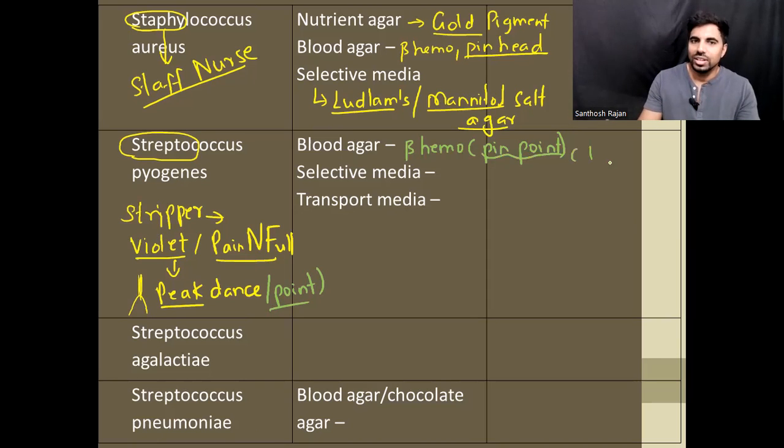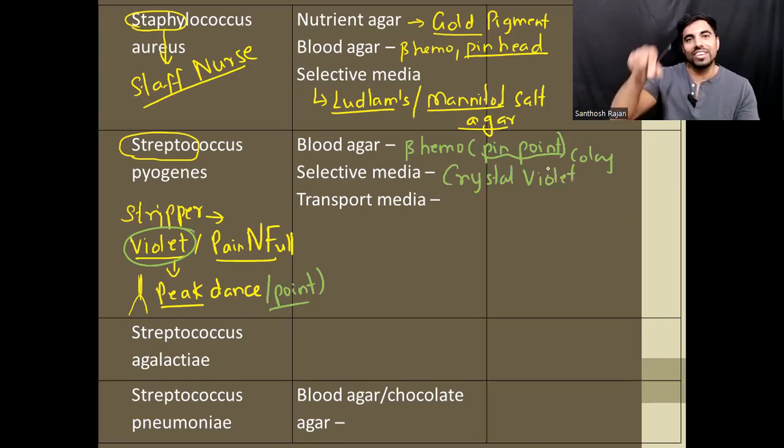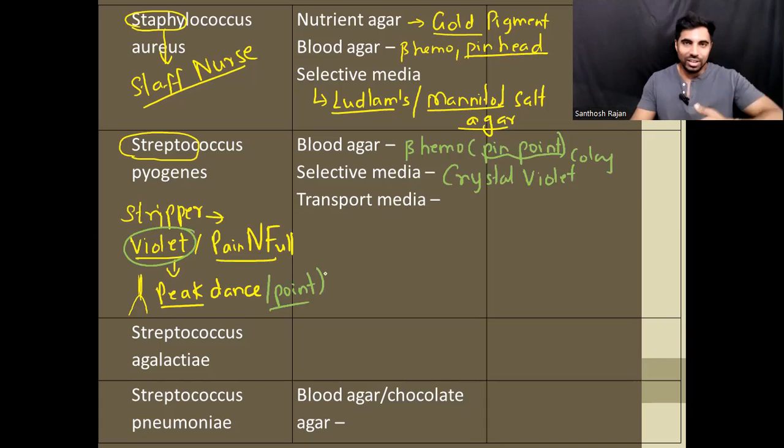Selective media. What is the selective media? That's what I told you. Her name is Violet, so it is crystal violet blood agar. Crystal violet, not the Gram stain. In Gram stain there is also a violet. How do you remember Gram stain? You remember it as violet.